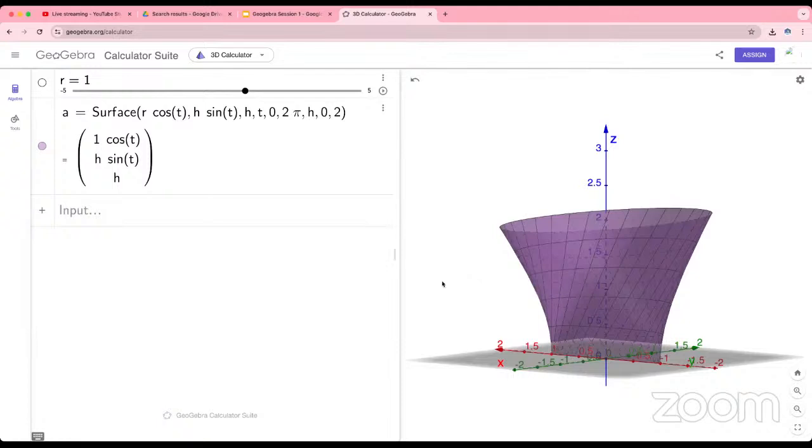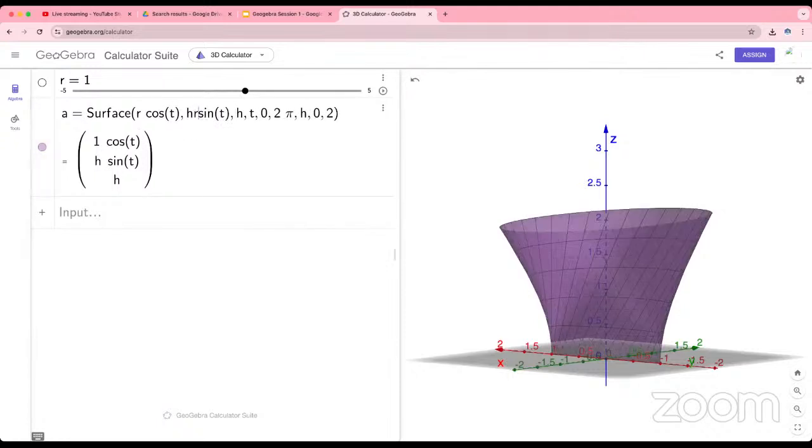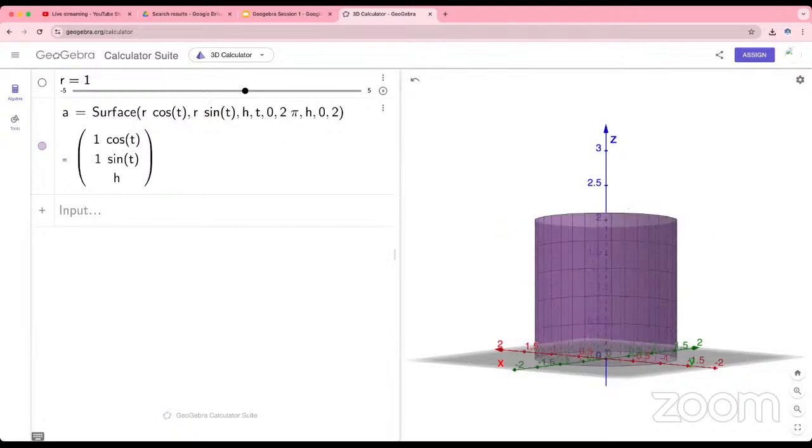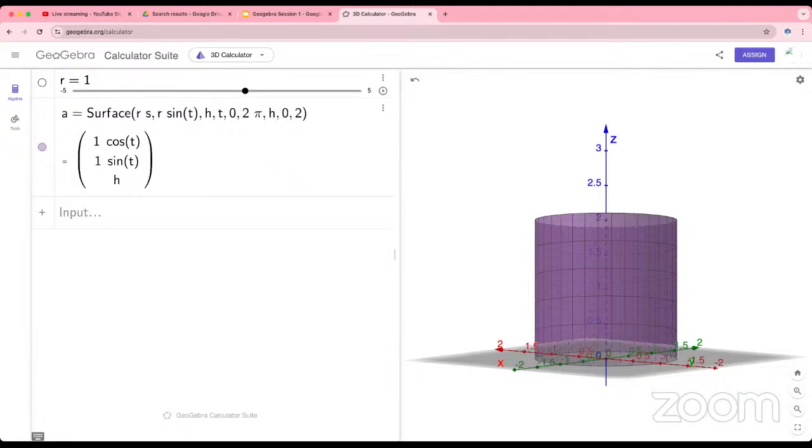R sin theta, H cos theta. Yes. Okay, let's try that as well. R sin theta and H cos theta.